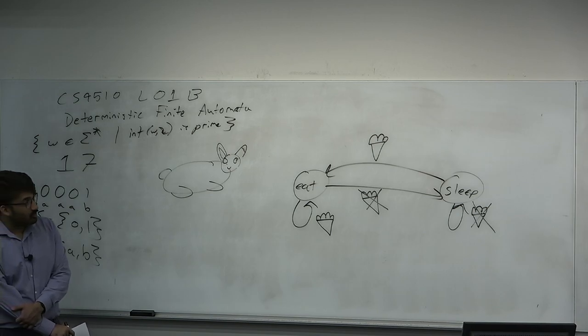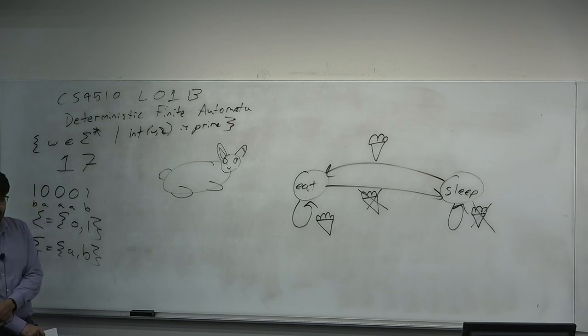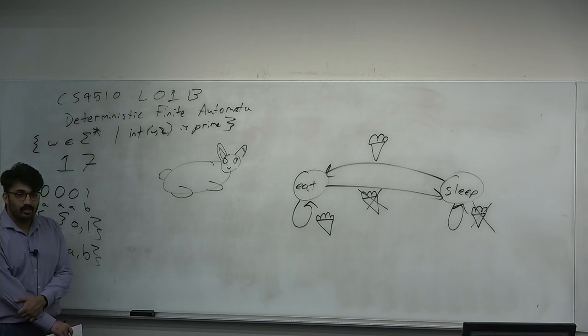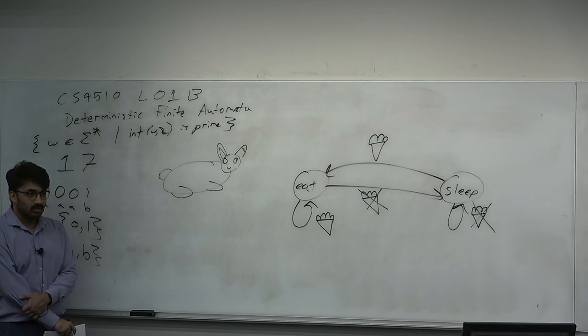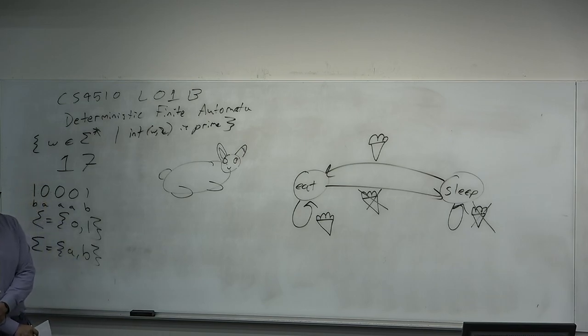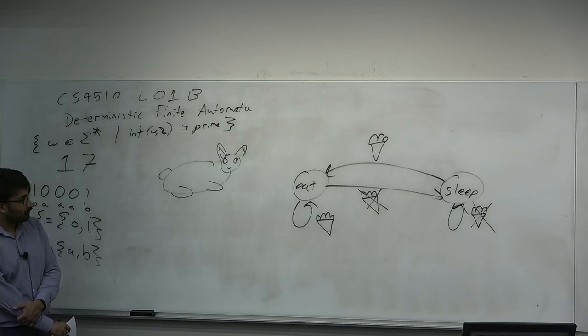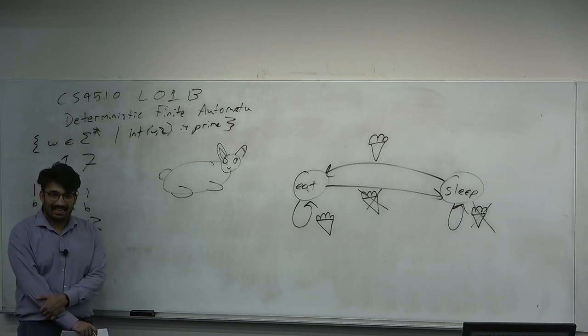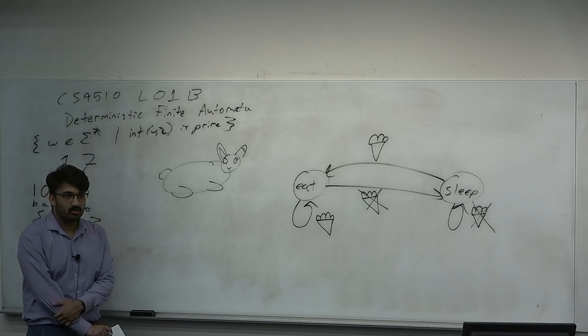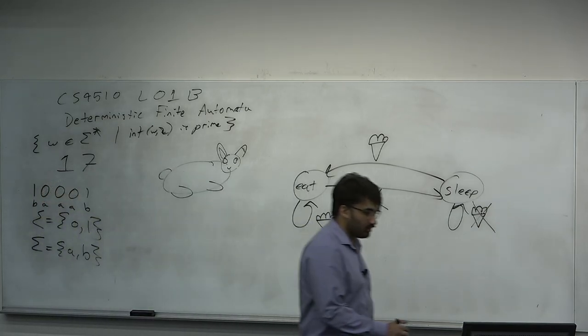Immediately notice two things. One, the brain cell occupying the mind is memoryless. It has no idea how many carrots it saw previously. It has no idea what the last thing it did was. It simply knows what it's doing at the moment of its sensory input. It's very local. But we can use this as a sort of string accepting device. We can create what's called a deterministic finite automata.